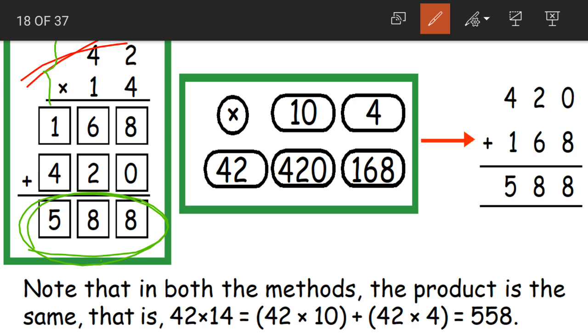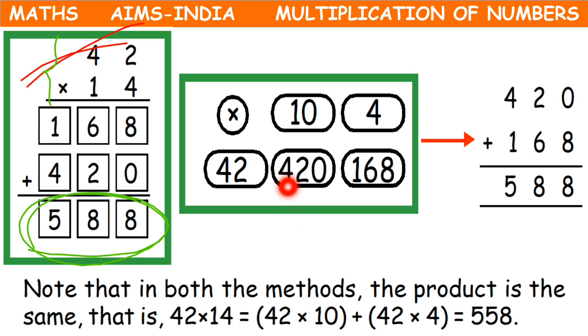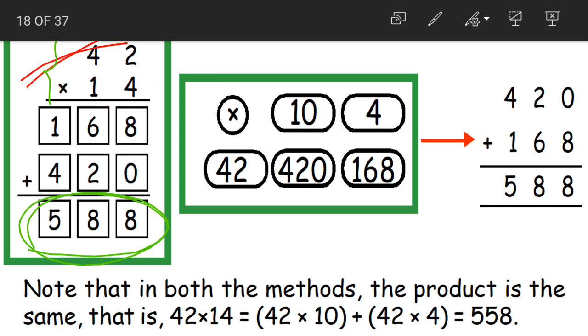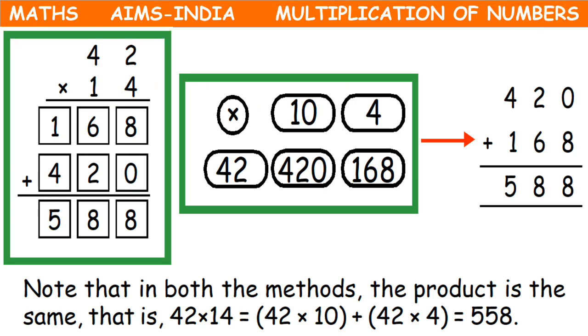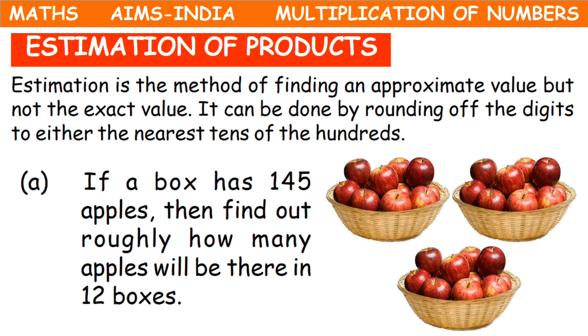Yes or no? So from this what can we understand? No matter if we multiply with the expanded form or we directly multiply using the number, the answer will be the same. In both the methods, we will get the same answer. Okay children, the product will be the same. I hope this was clear, because we are moving to our next topic, that is estimation of products.